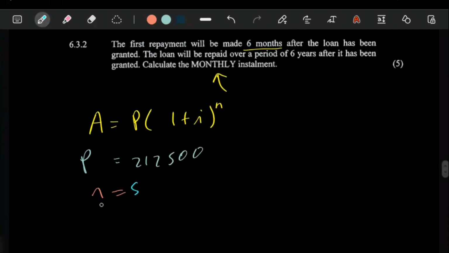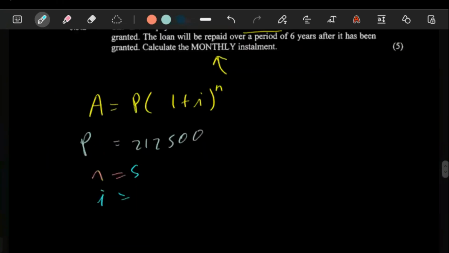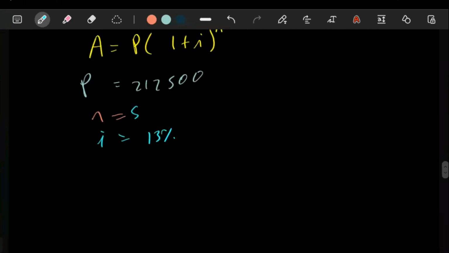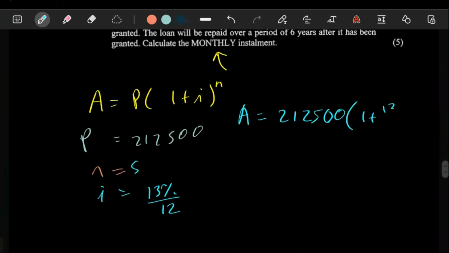So it says here, what was the interest rate? They said it was 13% per annum compounded monthly. So it's going to be 13% over 12. So here your value of A is going to be 212,500 multiplied by the bracket. And we have 1 plus the interest, which is 13% over 12. The whole thing to the power 5.